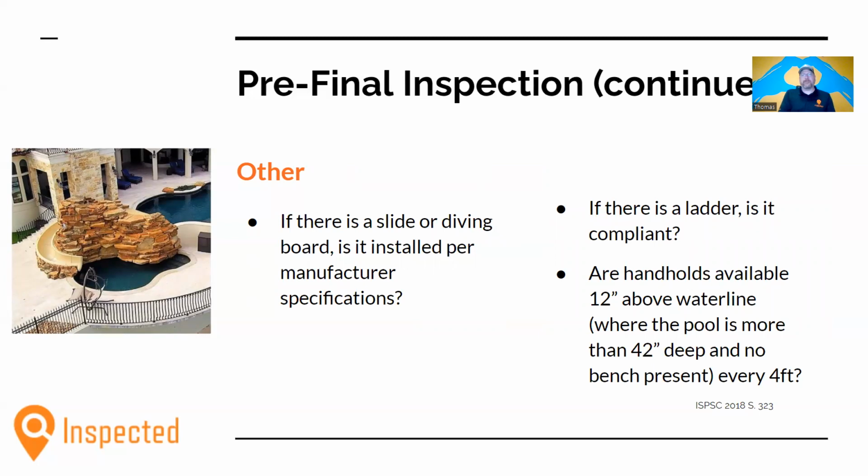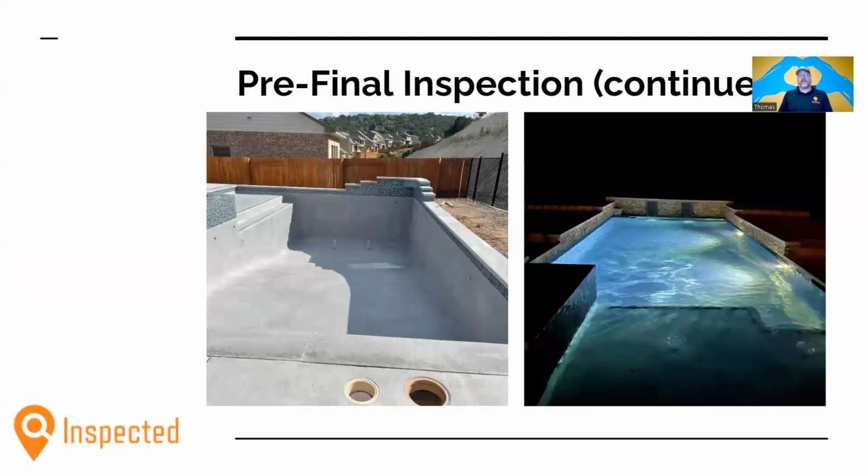that there are handholds available within 12 inches of the water line where the pool is deeper than 3'6". So these handholds need to be present every 4 feet or less. And in most pools, that handhold is the coping as it overlaps the tile. So this pool is fine all the way around here in the shallower area, but once you get to that raised beam, there's nothing to hold on to.